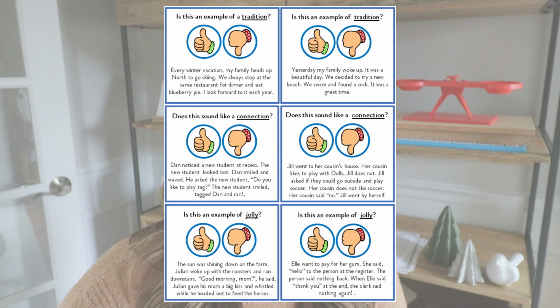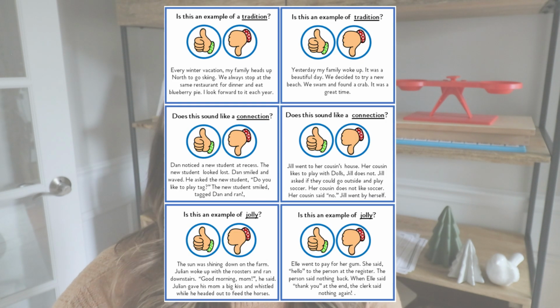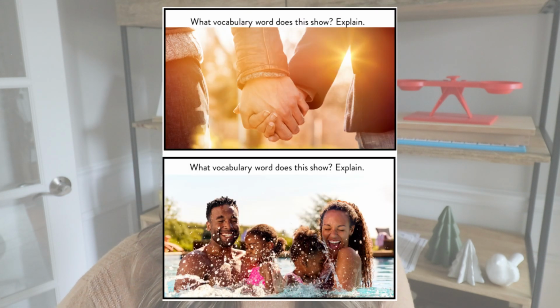So here we have some cards where I will ask, is this an example of a tradition based on what we learned? And then I read a little story and they give me a thumbs up or a thumbs down and explain why. I also include some photographs so students can take a look and see which of the 5 words they think is represented in this photograph. And a lot of times students can pick either 1 or 2 of the words to really describe it. There's no right or wrong answer as long as their explanation is shown in the photo.